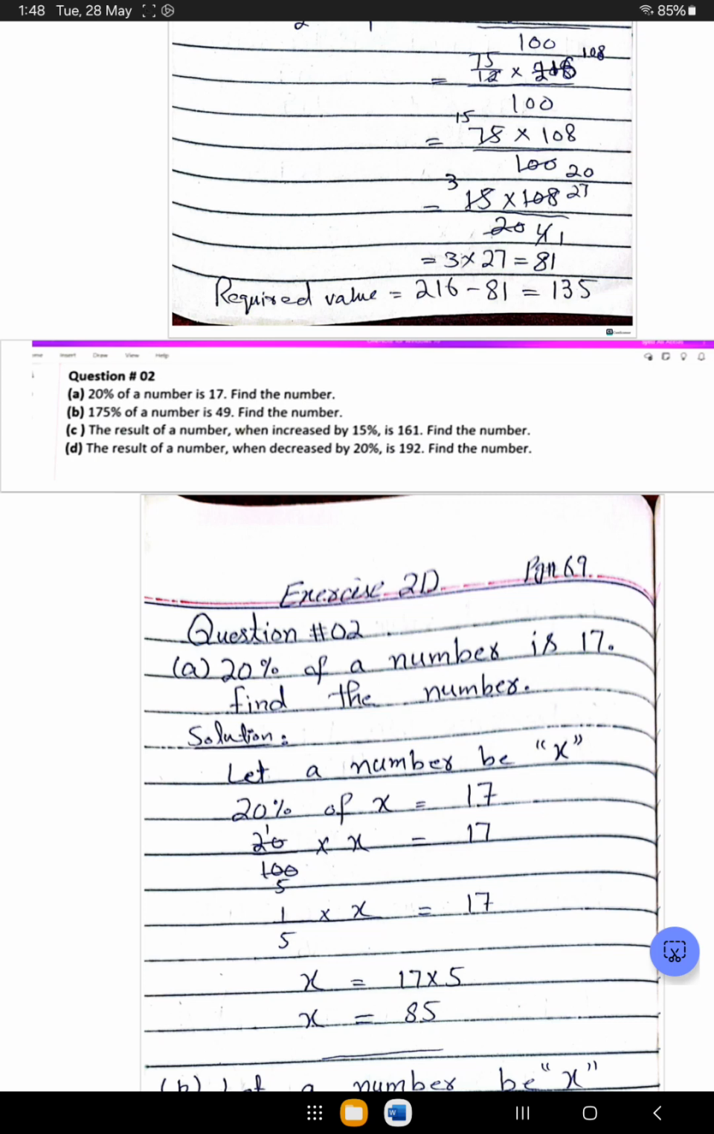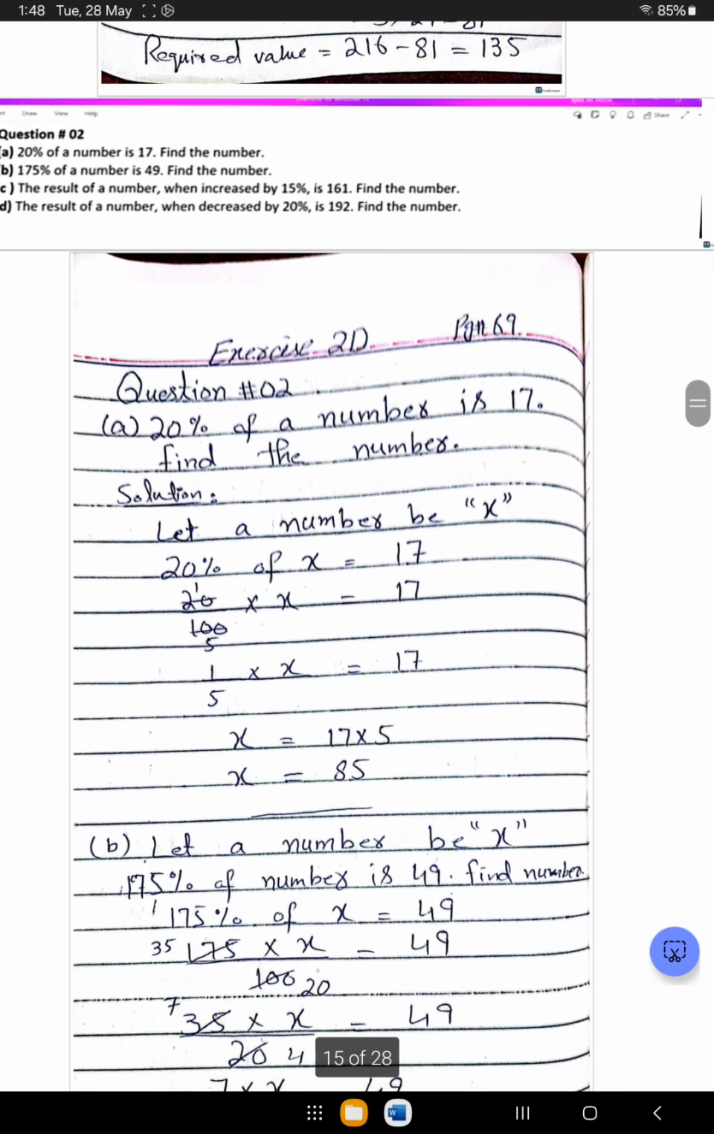20% of a number is 17. Find the number. Solution. First of all, we let a number be x, and 20% of x is 17, meaning 20% of x is equal to 17. When we remove the sign of percentage, we just divide by 100 times x equal to 17.